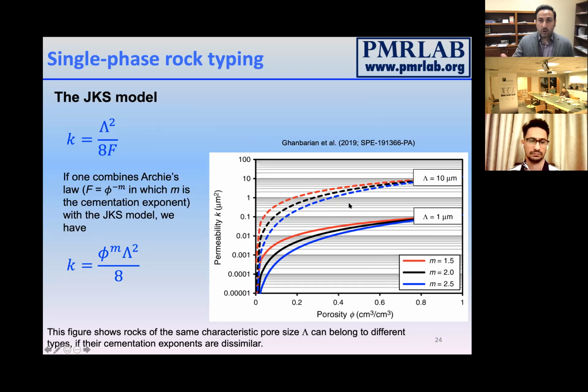So what I'm trying to show you here is if you have a permeability porosity plot, you also need some sort of information about the cementation exponent because it matters when it comes to rock typing. There might be two rocks with the same characteristic pore size or lambda value, but because the M values are different, they might show up in different rock types.